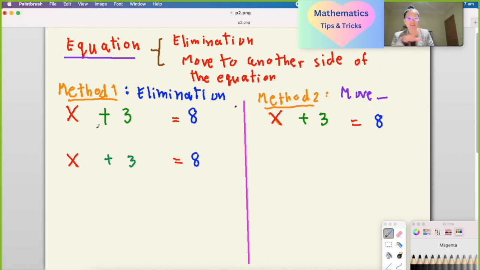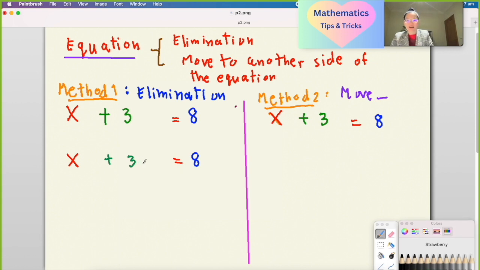You have x. Guys, can you write down with me? Can you write down x plus 3 equals 8? Elimination: if you have plus 3, that means you need to subtract by what? Minus 3, yes, on both sides of the equation. x plus 3 minus 3, x minus 3. You need to subtract on both sides of the equation because you want to get rid of 3. Are you good?